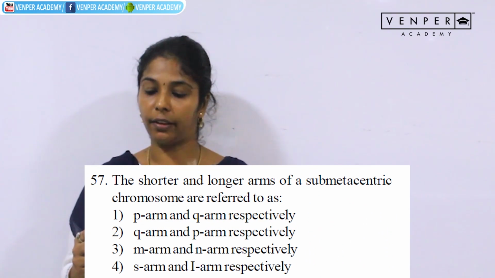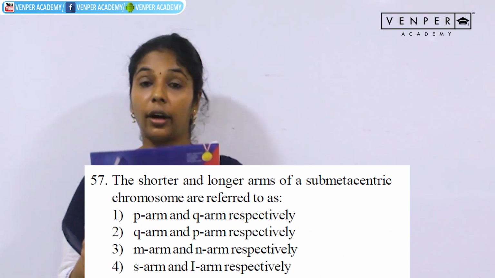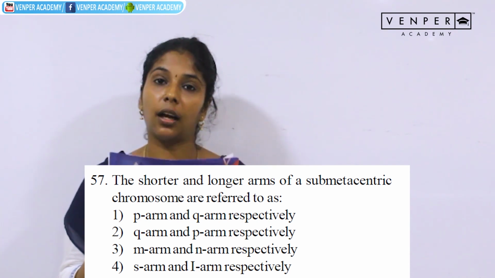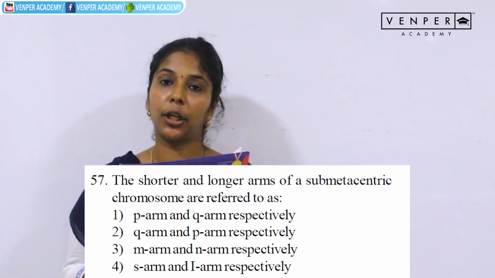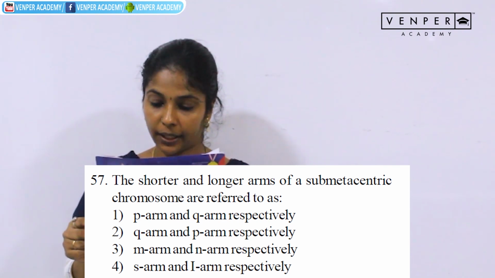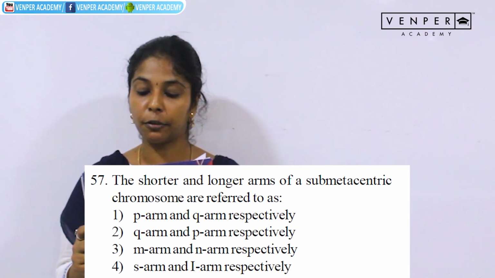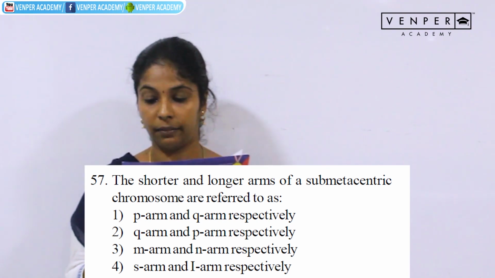Question number 57. The shorter and longer arms of the submetacentric chromosome are referred to as. The options are: option 1, P arm and Q arm respectively. Option 2, Q arm and P arm respectively. Option 3, M arm and N arm respectively. Option 4, S arm and L arm respectively.